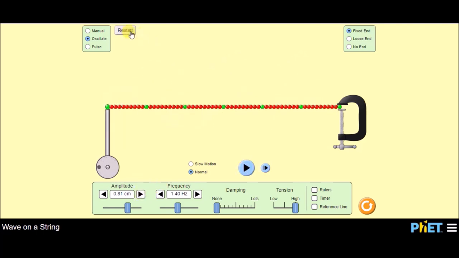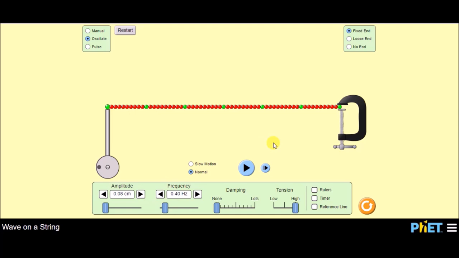Now we shall keep the amplitude to a very low level. Right. And not every frequency will give nodes and antinodes. I have already tried with this one and already found out this. At 0.40 hertz for this one.